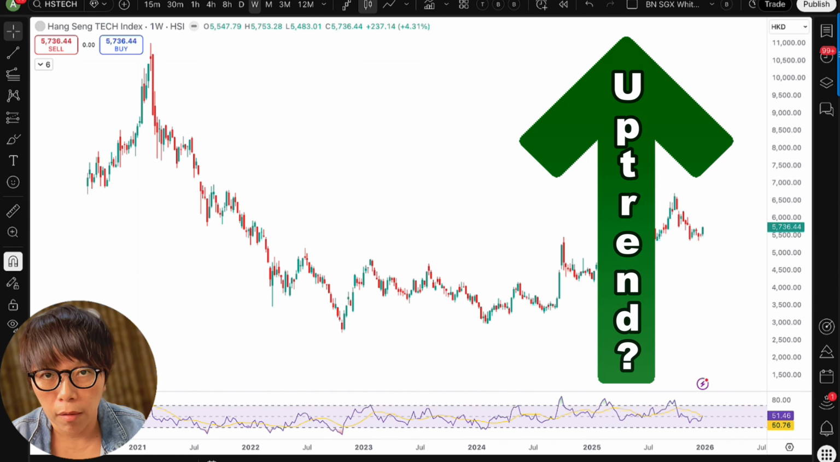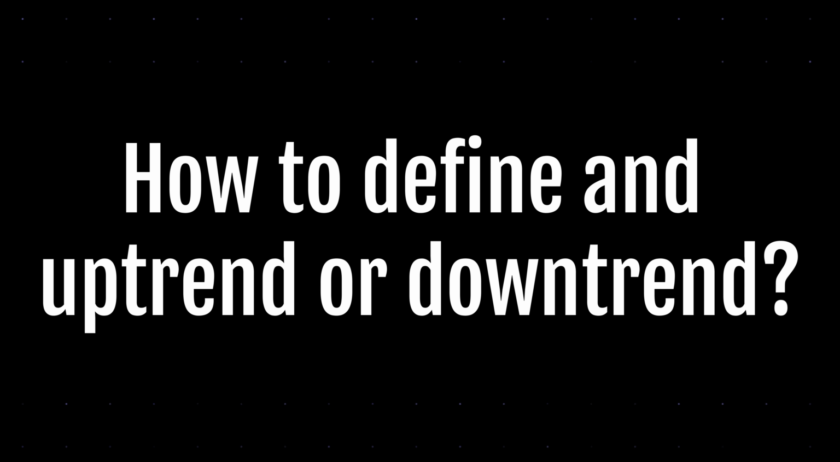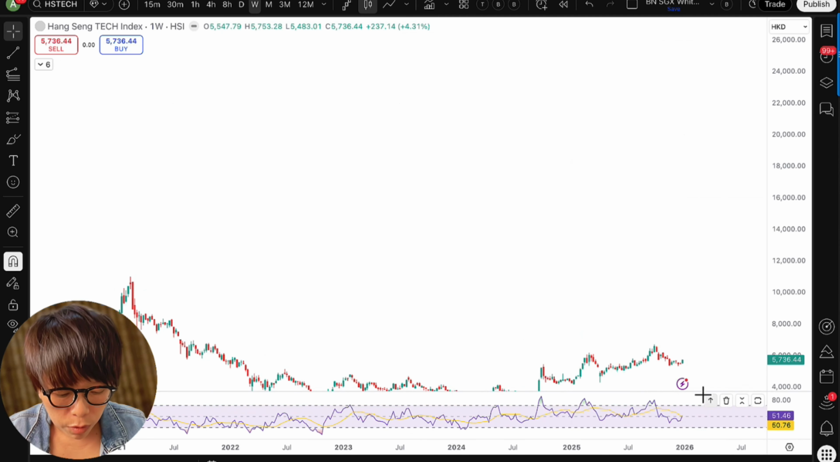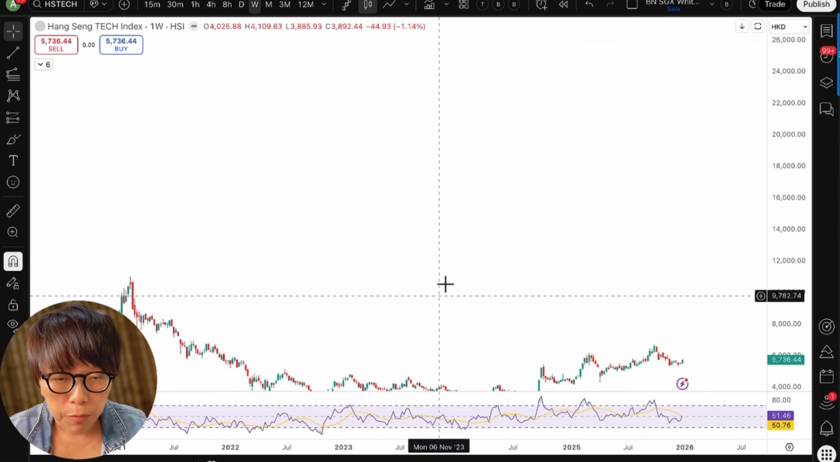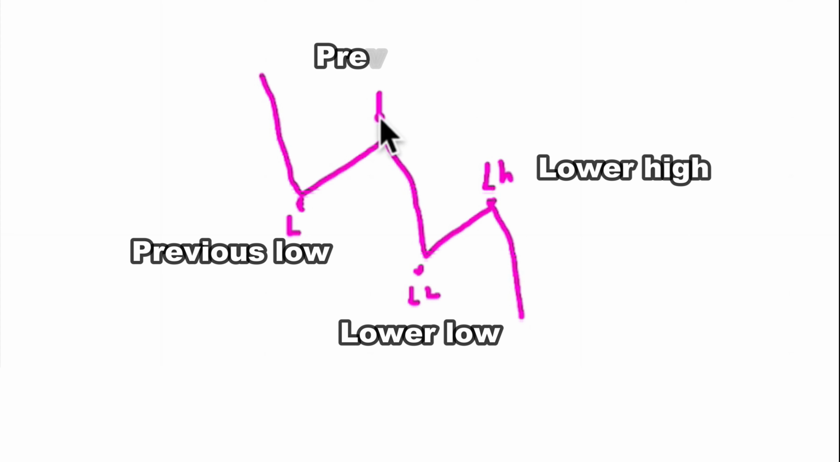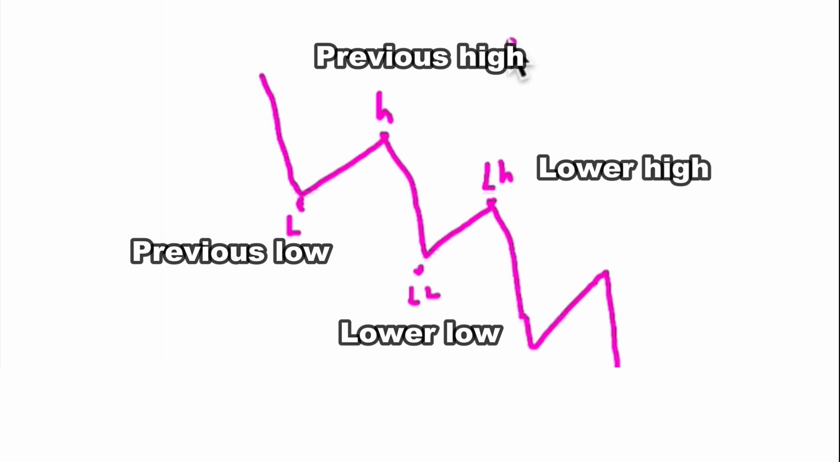So first, let's talk about how to define an uptrend or a downtrend. I have this one on the chart. I'm just going to draw an uptrend and a downtrend. When we have a downtrend, the defining points are a lower low, that means a low that is lower than the previous low, and a lower high versus the previous high. And when this pattern continues on, that's where you have the downtrend.